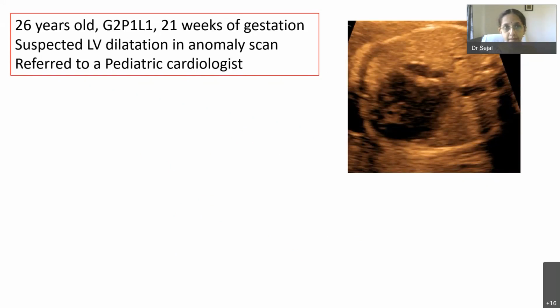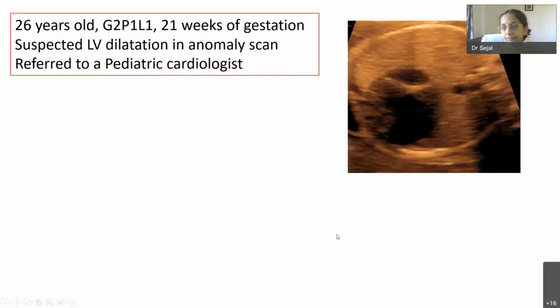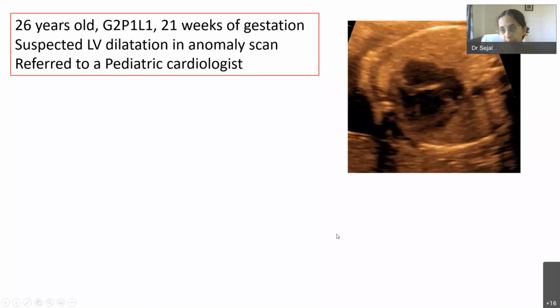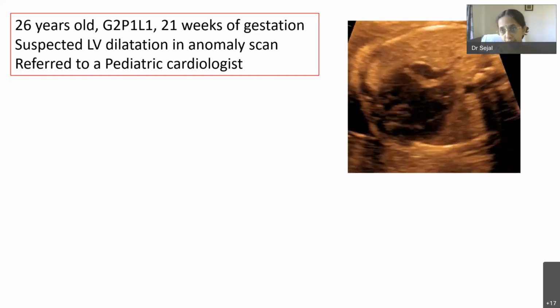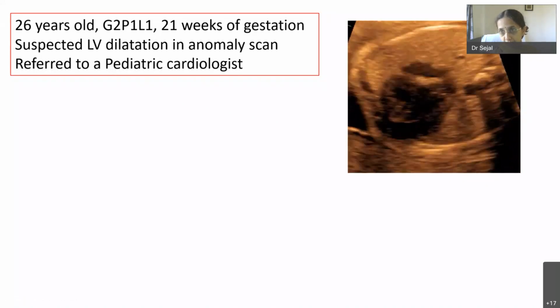So let's see here. This is a 26-year-old, gravida 2, para 1, at 21 weeks of gestation. She gets referred with suspected LV dilatation in the usual anomaly scan. So let's see what is there here. I hope it's playing for all of you. Can you see the video playing? This is a 4-chamber view, an axial cut.